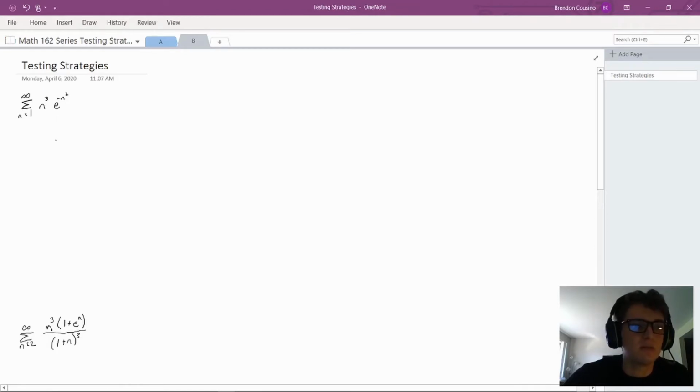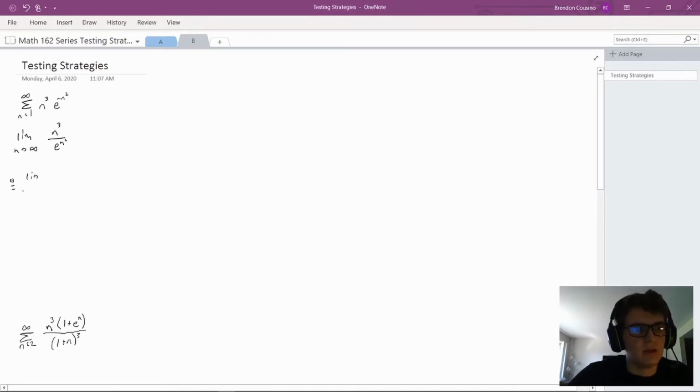So let's actually write the n-th term test for divergence out, because it's not so readily available just by looking at it. We're going to take the limit as n approaches infinity of n cubed divided by e to the n squared. When we plug infinity into our limit, we get infinity over infinity. That tells us we can use L'Hopital's rule, so we take the derivative of the top and the derivative of the bottom.